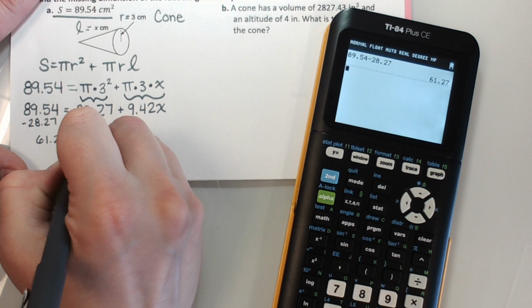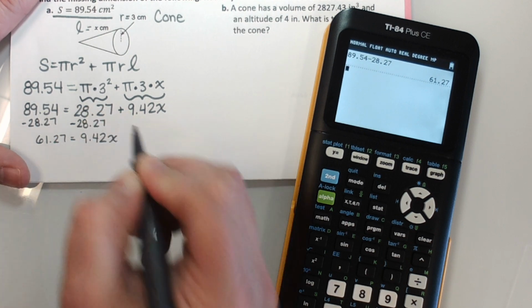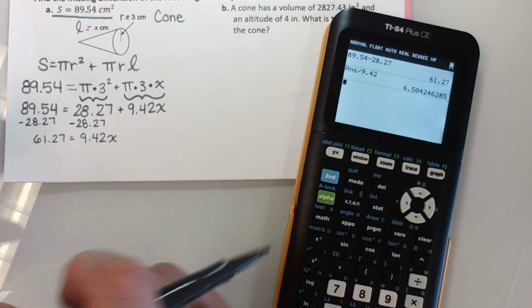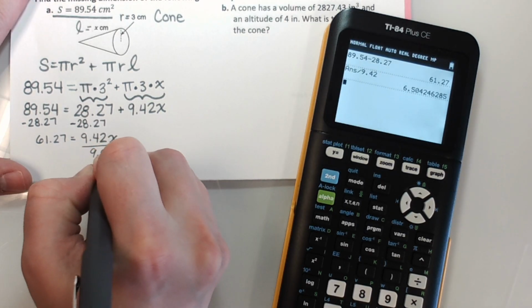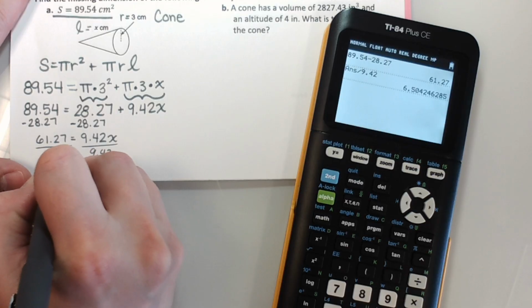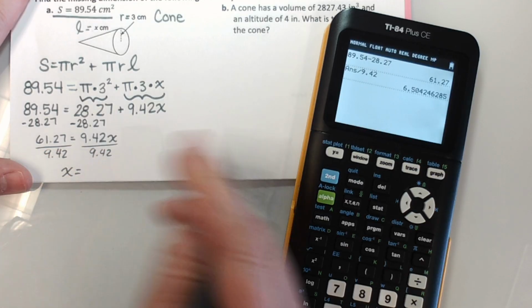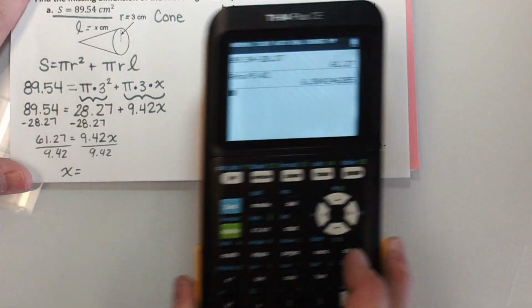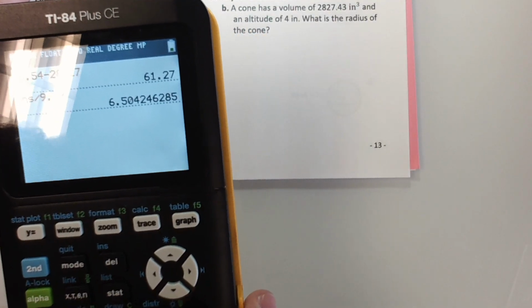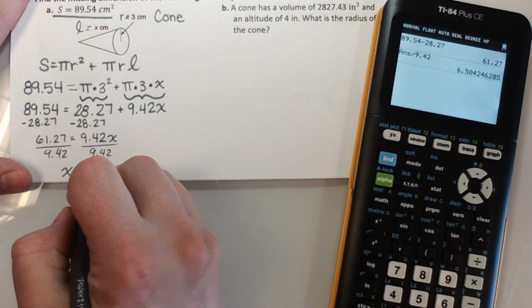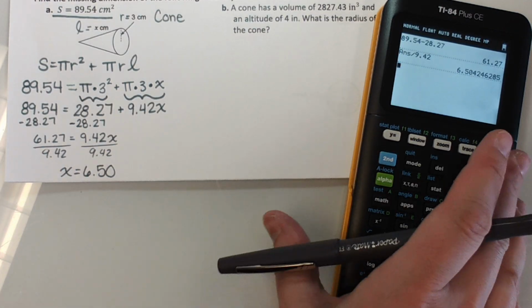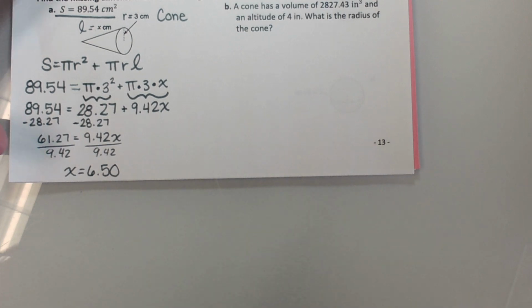61.27 is equal to 9.42x. Divide. Yep. x will be 6.50. No, you don't have to write the 0. Am I going to write it to indicate that I rounded to get it? Yeah. Centimeters.